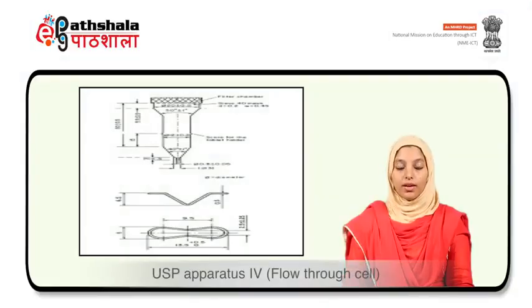Next is USP apparatus 4, which is also called flow-through cell. This apparatus consists of a reservoir and pump for the dissolution medium through the cell that holds the test sample and a water bath that maintains the dissolution medium at 37 degrees Celsius. Pump has flow rates of 4, 8 and 16 milliliter per minute.